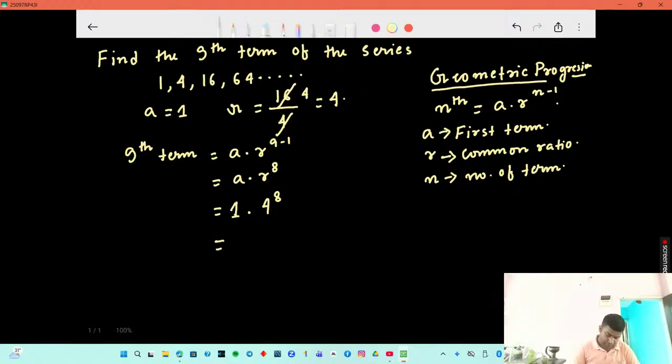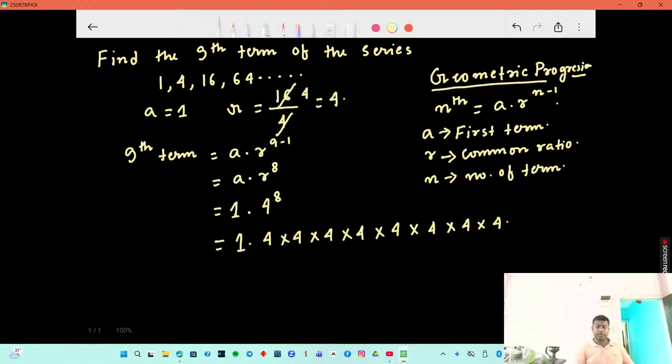Okay. So now 1 into 4 into 4 into 4 into 4 into 4 into 4, 1, 2, 3, 4, 5, 6, 7, 8. So we have to write 4 eight times, multiply this and find the answer. And the answer of this question will be 65,536. Is the concept clear to you?